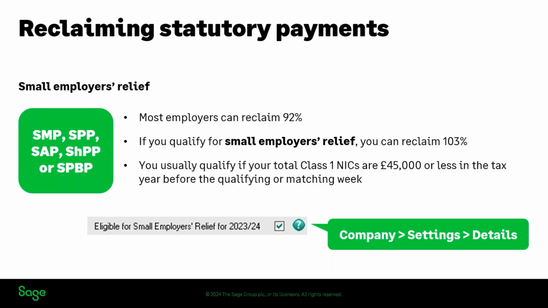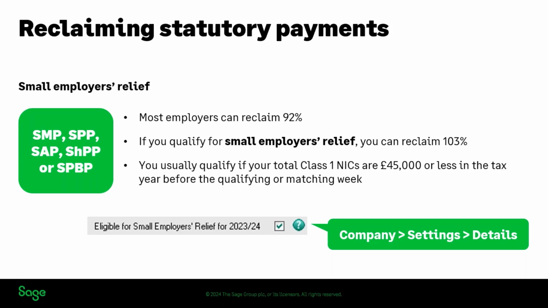So any statutory parental payment will be mostly funded by the government, or in some cases fully funded, as most employers will be able to reclaim 92% of any statutory maternity, paternity, adoption, or shared parental pay that they pay out to their employees. Now, if you qualify for what's known as small employers relief, you can actually reclaim 103% of the amount that you've paid out. So 100% of the statutory payment and 3% known as NI compensation.